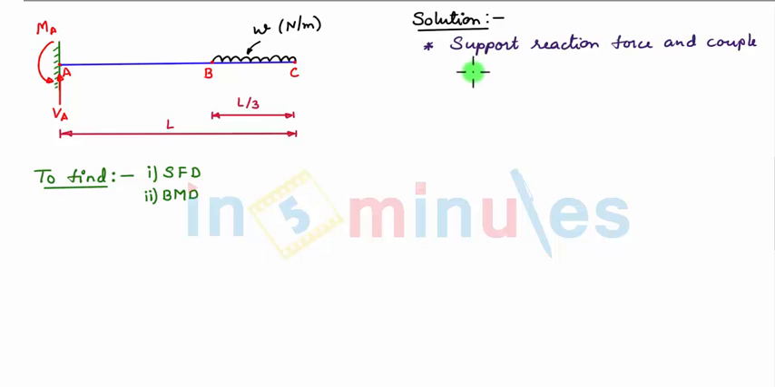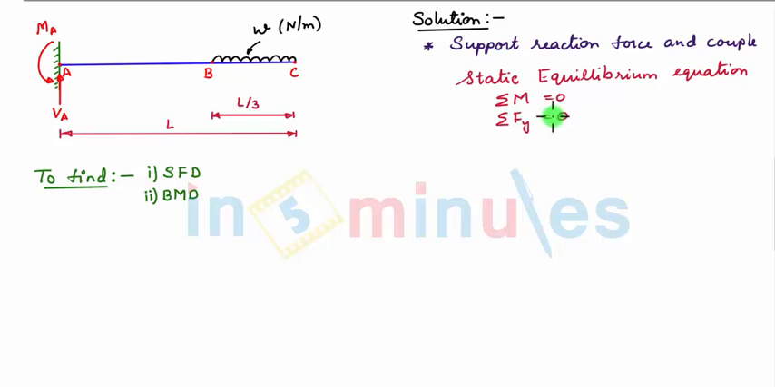For that we make use of the static equilibrium equations, which are: summation of all moments about any point is equal to 0, and summation of all vertical forces Fy is equal to 0. So now let us apply our first static equilibrium equation at point A. Summation of all moments about point A is equal to 0. Our sign convention for moment is: clockwise moment is taken as positive and anti-clockwise moment is taken as negative.